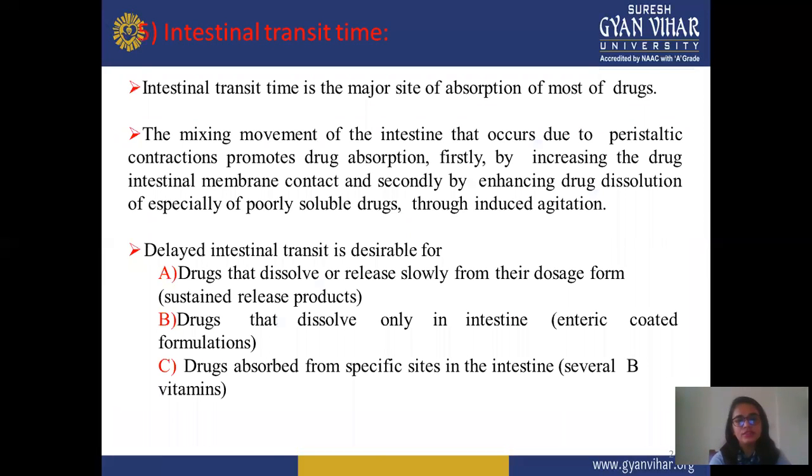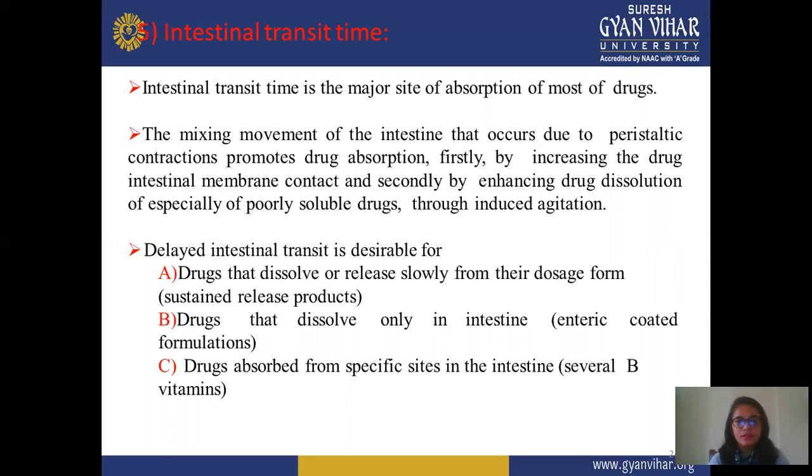Next is intestinal transit time. The intestine is the major site of absorption of most drugs. Mixing movements of the intestine, often peristaltic contractions, promote drug absorption, firstly by increasing the drug's contact with the intestinal membrane, and secondly by enhancing drug dissolution, especially for poorly soluble drugs, through induced agitation.